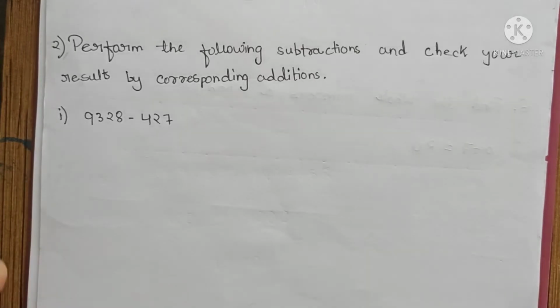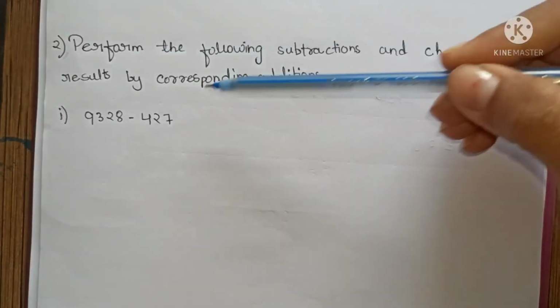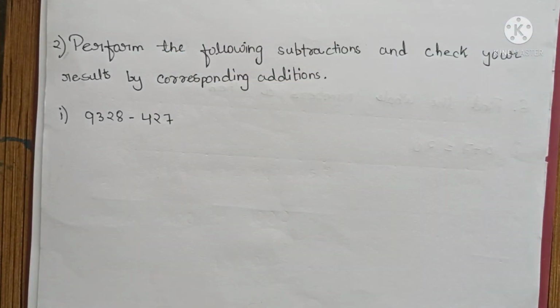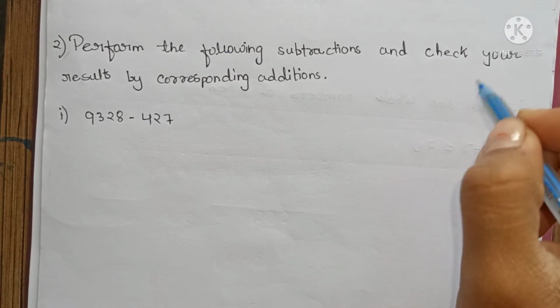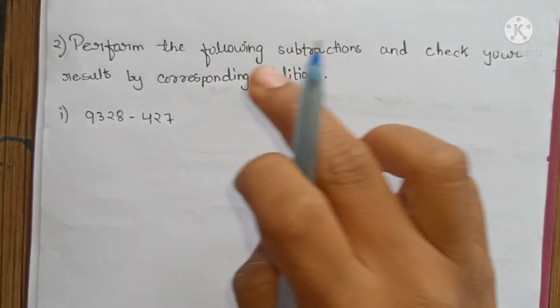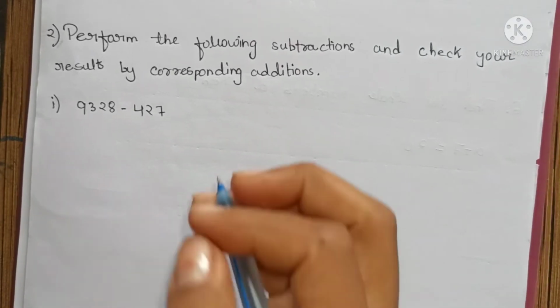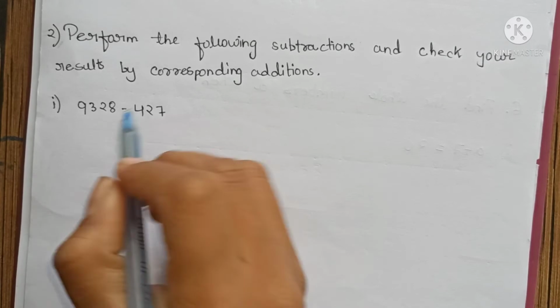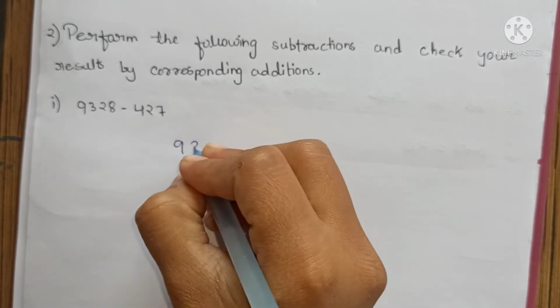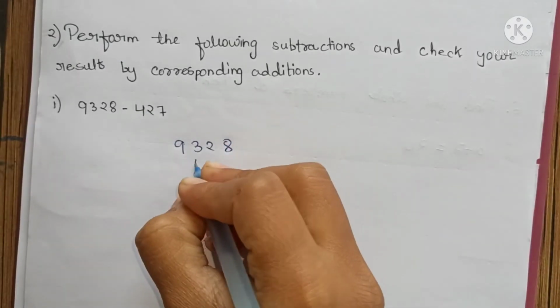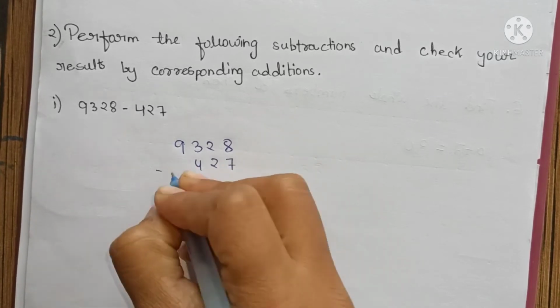Perform the following subtraction and check your results by corresponding additions. So we have to perform subtraction and check our result by corresponding additions. How can we do this? We need to check by ourselves. Okay. So 9,328 minus 427. Let's subtract.